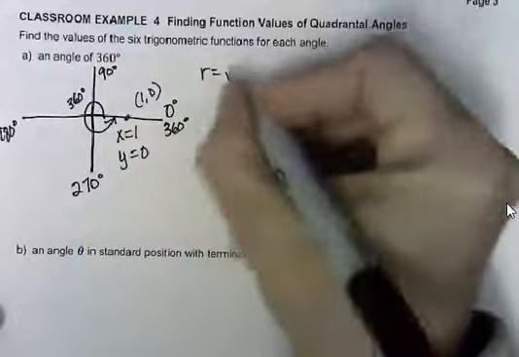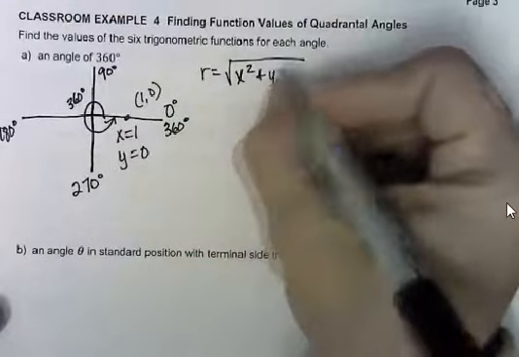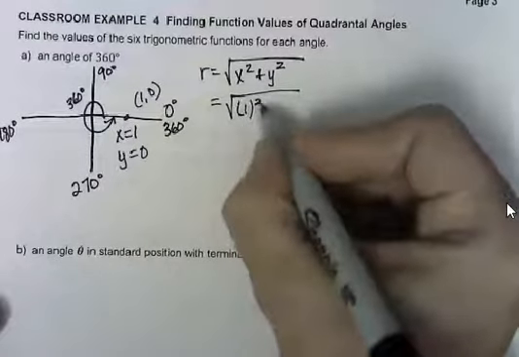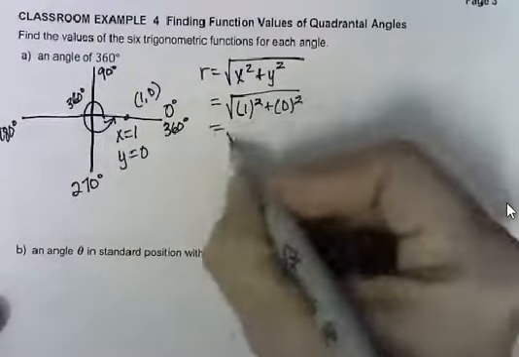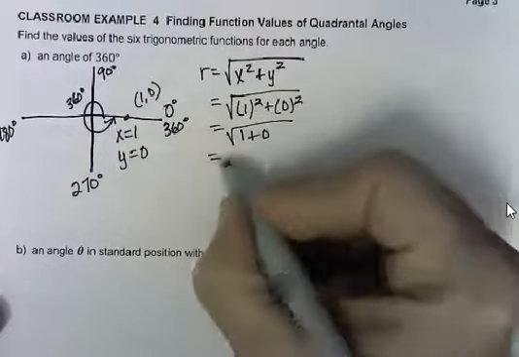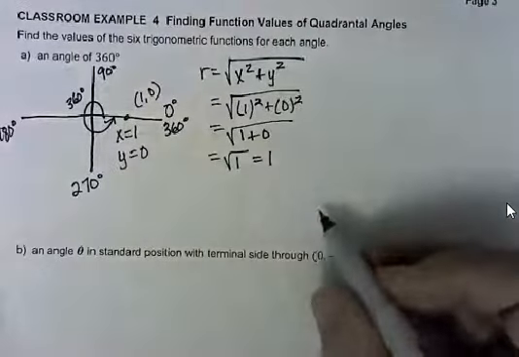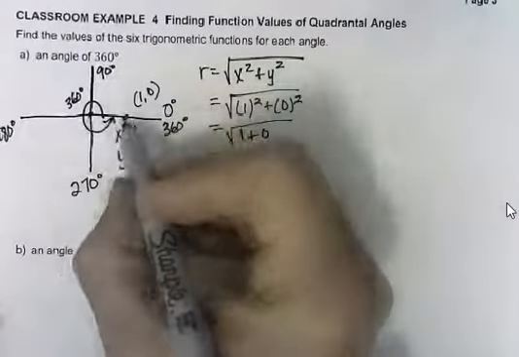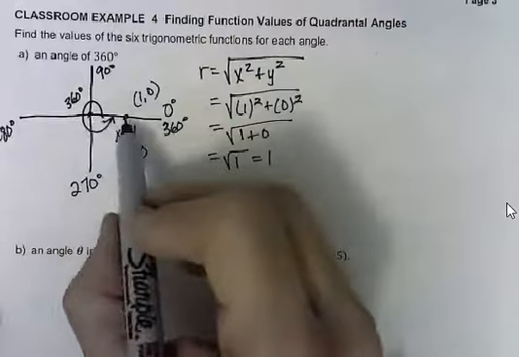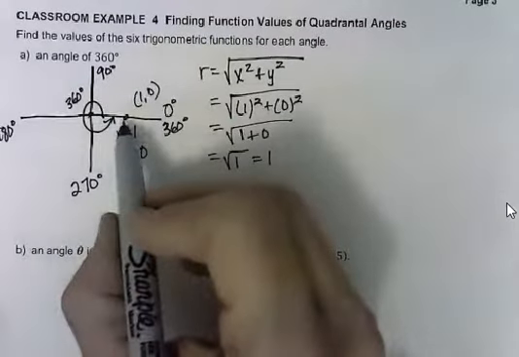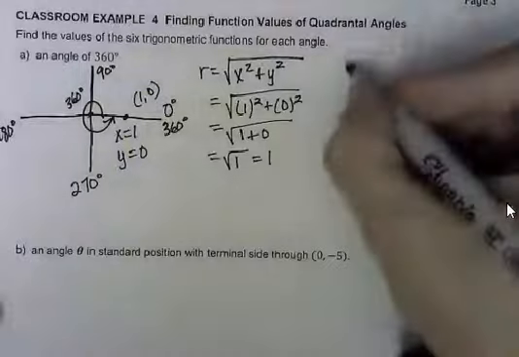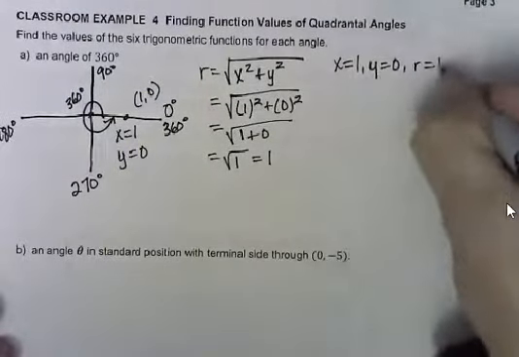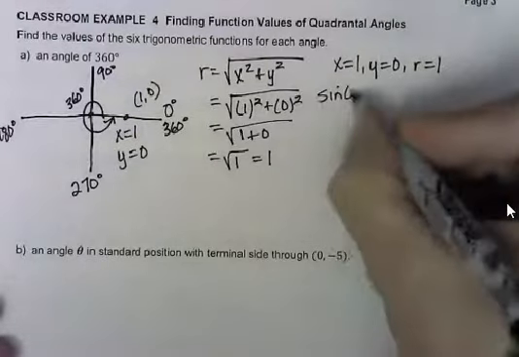Then if we go to find our r, we can use the formula for this. We would have 1 squared plus 0 squared, and we would get r equals 1. Or another way we could look at it is that the r is just supposed to be the distance from the origin to our point. Since this is just a horizontal line, we already know that that distance is 1. Now that we have those 3, we can find the values of our trig functions.